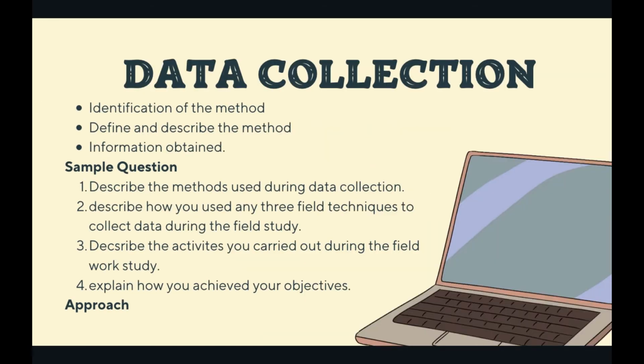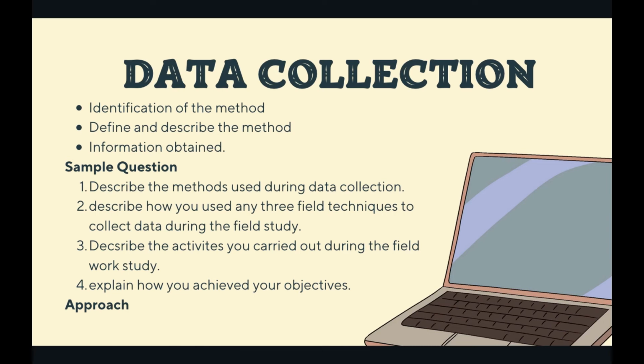Number next is data correction. So how do we question in data correction? So these are the sample question, but before that is an NB up there, as you can see, identification. What are we supposed to do when we are answering this number? So number one is you have to identify the method. You have to define the method and describe the method and show us how you have used the method. Then next you have to give information that is obtained from using that method.